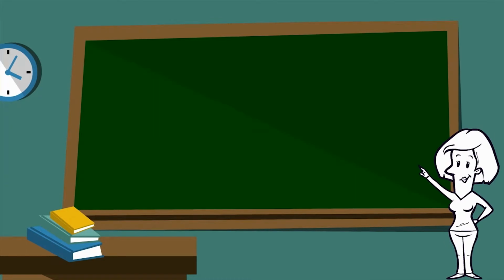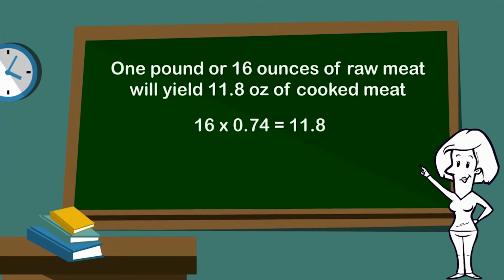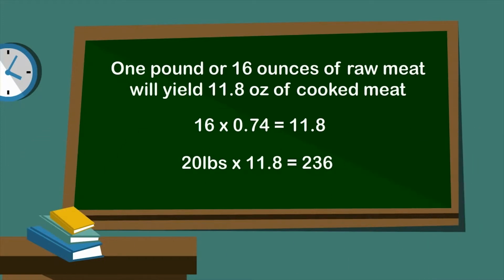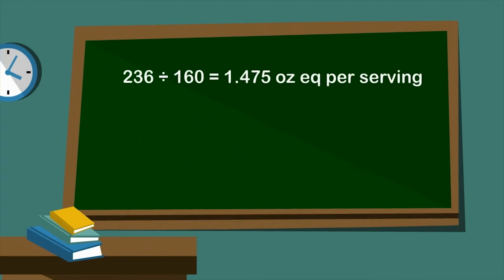Here's the math. From the example above, 1 pound, or 16 ounces of raw meat, will yield 11.8 ounces of cooked meat. If we multiply 20 pounds by 11.8, we get 236. We then divide 236 by the number of servings. In this case, 160, to get to 1.475 ounce equivalents per serving, and then round down to 1.25 ounce equivalents.